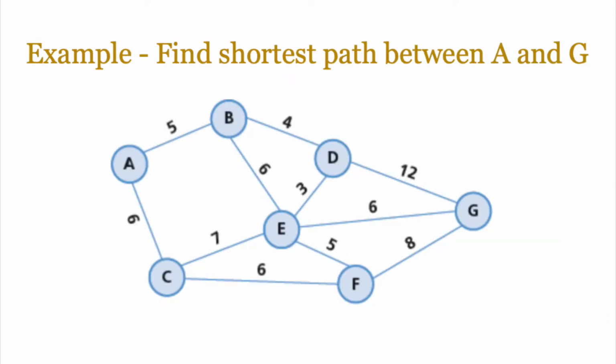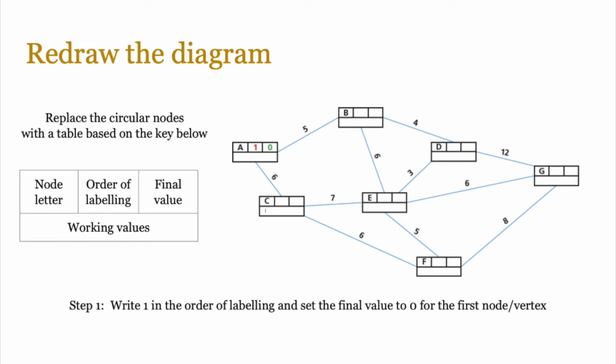So on screen, you will now see a graph and you need to work out the shortest path between A and G. So let's take it step by step. The first thing we're going to do is redraw the diagram and replace the circular nodes with a table based on the key. So you've got a node letter, which is from the original diagram. And then we've got the order of labeling. The first one is always going to be 1. Then we've got the final value. The first value is always going to be 0 because you're at node A. And then there's a little space which allows you to do the working values.